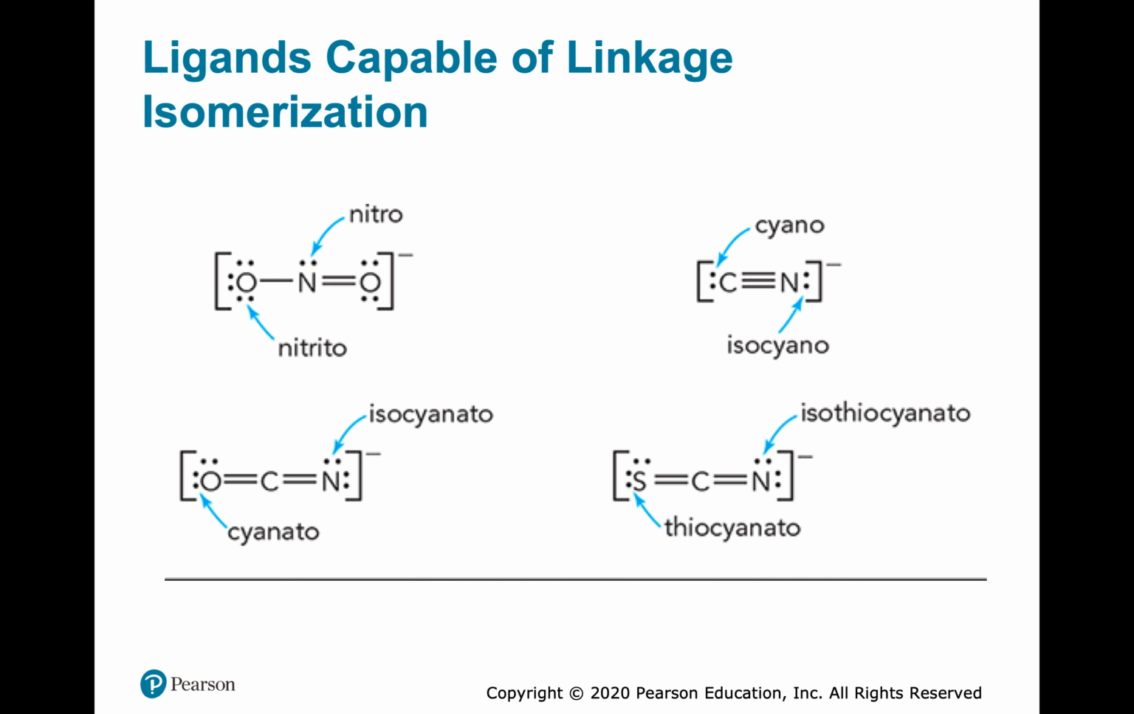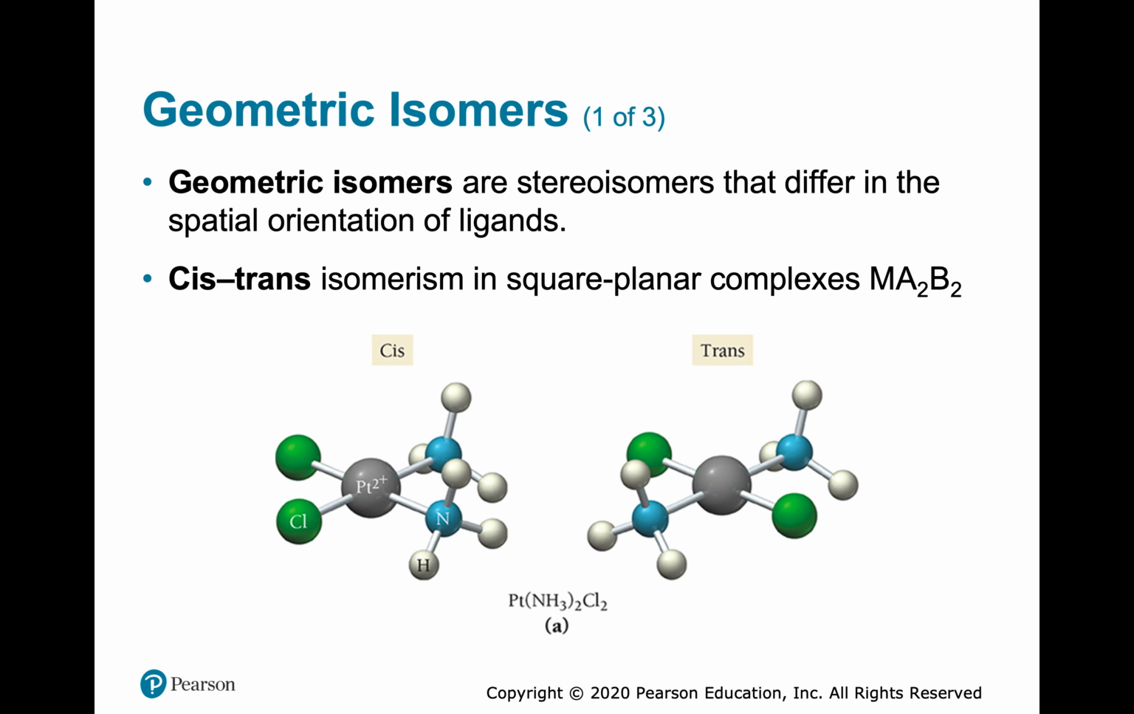If you have it connected in different spots, for NO2, if it's on the nitrogen, it's nitro. If it's on the oxygen, it's nitrito. For cyanide, if it's on the carbon, it's cyano. For the nitrogen, it's isocyano. For OCN, it's the cyanate ion. If it's bonded through the oxygen, it's cyanato. For the nitrogen, it's isocyanato. And for thiocyanates, if it's on the sulfur, it's thiocyanato. And if it's on the nitrogen, it's isothiocyanato. So it's the regular name and then the iso for the isomer.